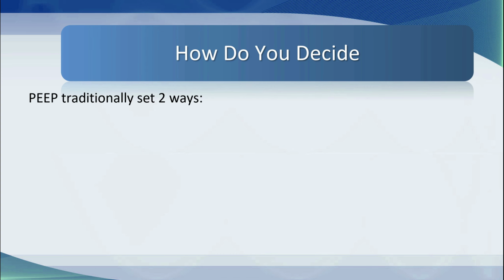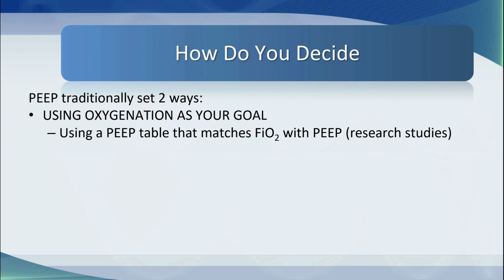PEEP is traditionally set in 2 ways. One, you just set a goal of the best oxygenation you can possibly get, and you use a PEEP table that matches the FiO2 with PEEP. And this is derived from the original research studies. The ARMA trial from the NIH on ARDS from 2000 used a PEEP table that I'll show you in a minute, and lots of ICUs use that. You may have it in your own ICU, and there is nothing wrong with it.